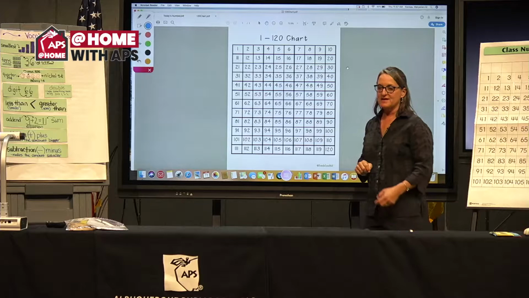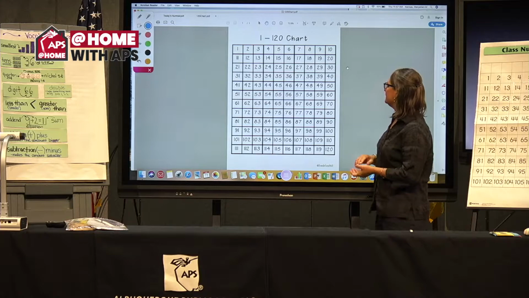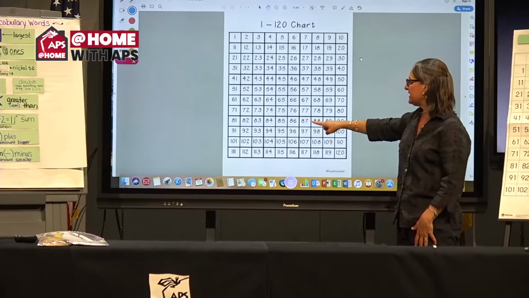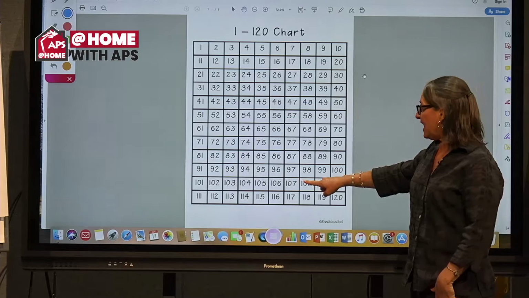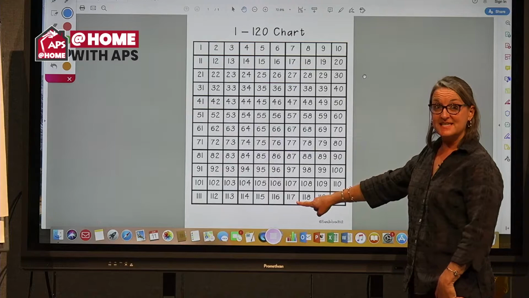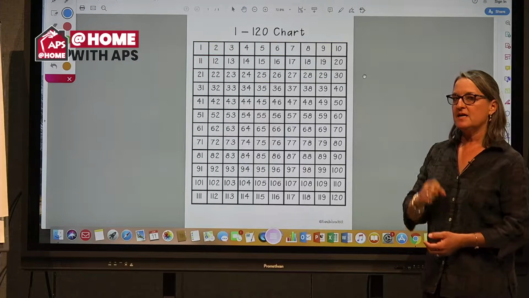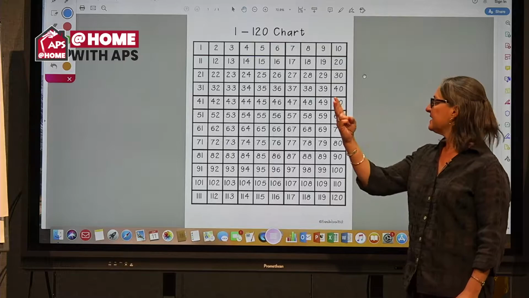Here we go, ready? 7, 17, 27, 37, 47, 57, 67, 77, 87, 97, 107, 117. Were you able to think about the patterns and remember how to count those? Nice job. Okay, so we're going to do our alternate count, but instead of clapping, this time we're going to track with fingers. Are you ready? 7, 17, 27.